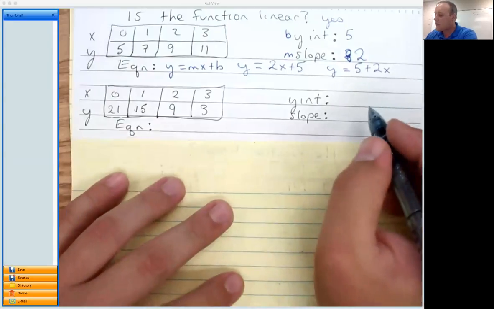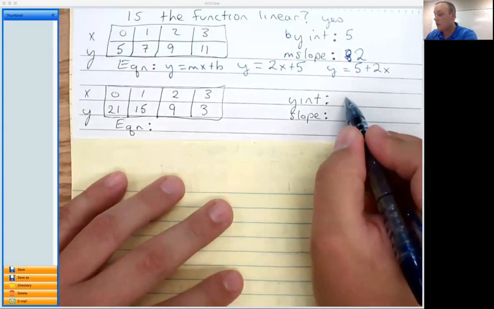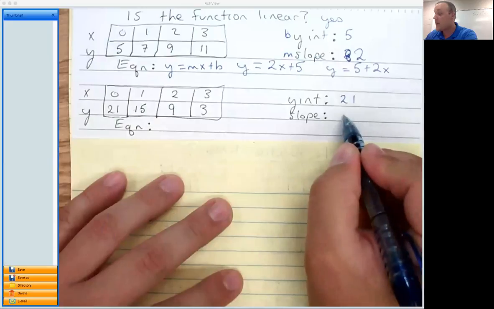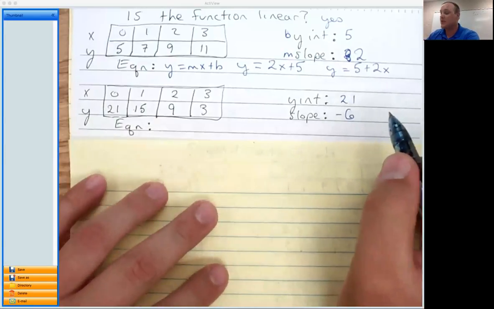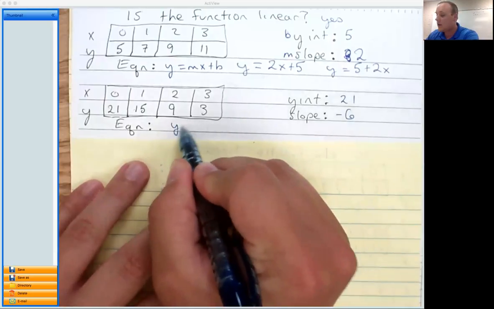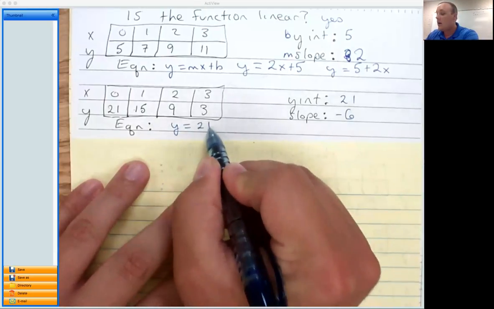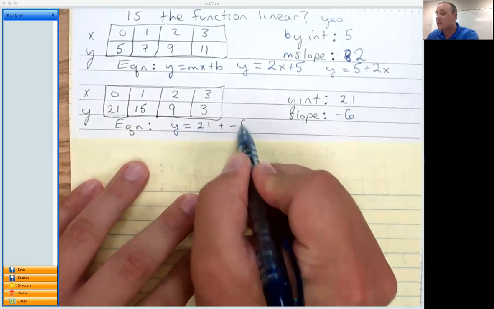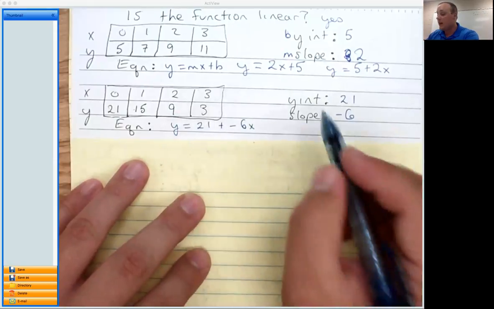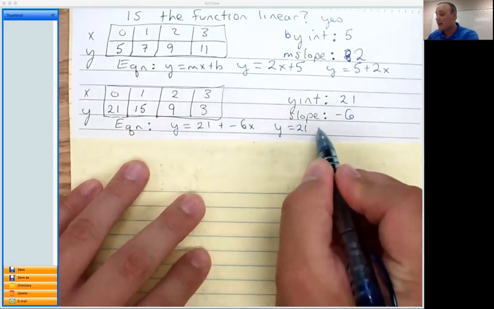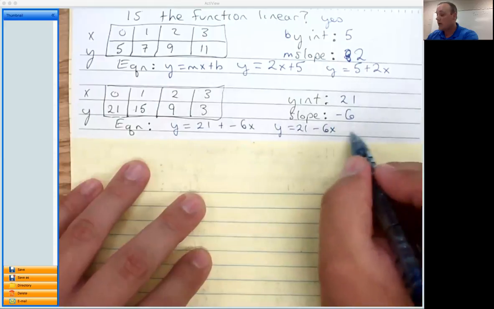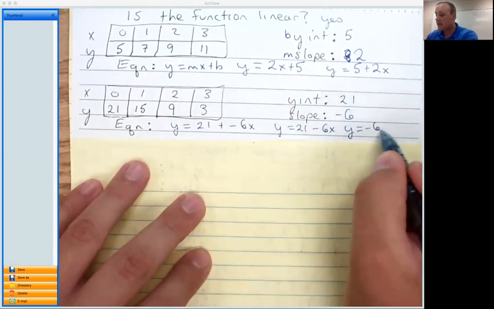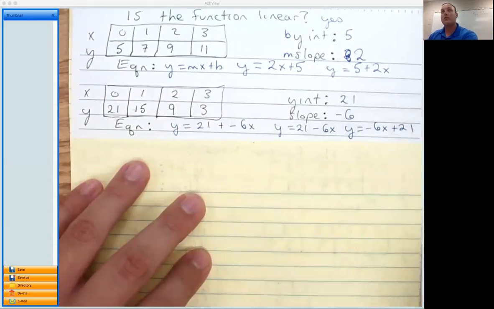So what's our y-intercept here? 21. Our slope is -6 because we're going down. So what's our equation? All right, so we could do plus -6x. It could just be y equals 21 minus 6x. That would also be accurate. Or y equals -6x plus 21. These all three mean the same thing. All right.